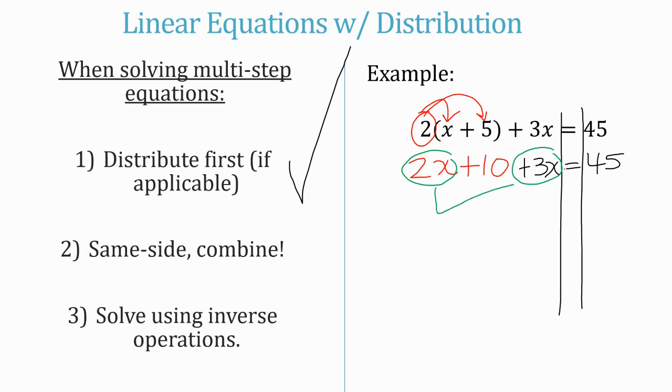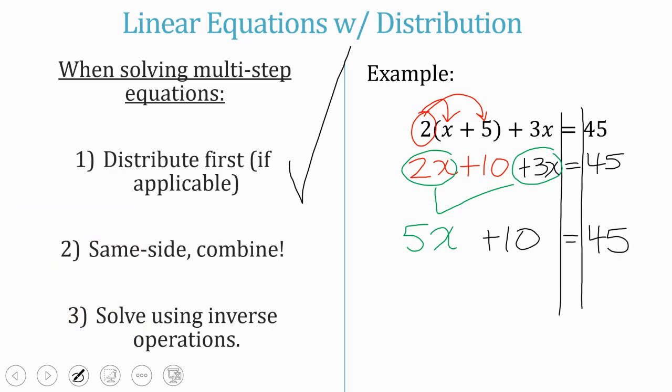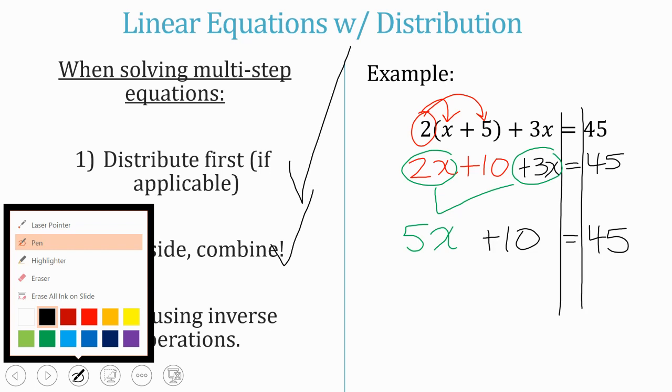2 plus 3 gives us 5. So we're just adding those coefficients and bringing down that x. Now I'm going to bring down the plus 10 and this 45. Okay, so we did step number 2. We identified like terms as long as they were on the same side of the equal sign, and we combined them. So now we're going to just use inverse operations.